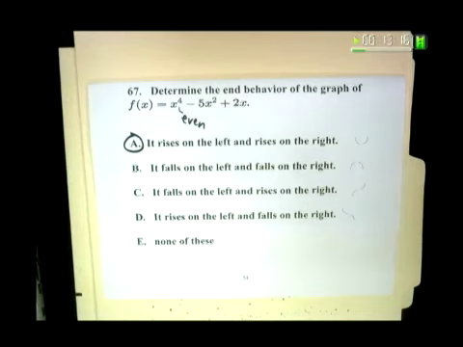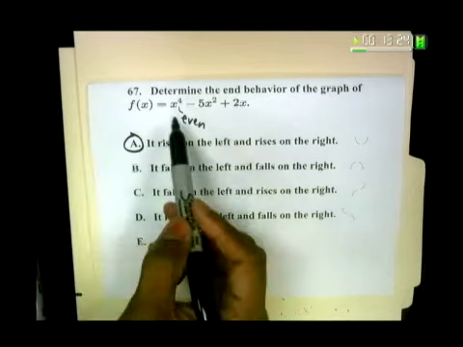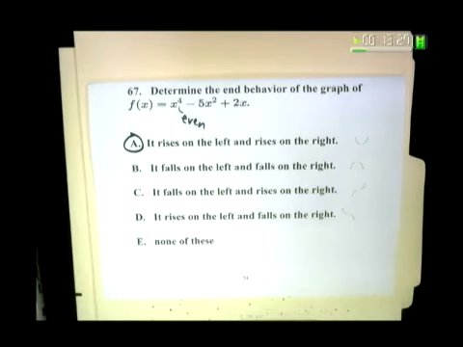Okay? All right, so again, this is more of a thinking question. You have to think about the relationship between even degrees. But like I said, I wouldn't even have to give you the rest of this polynomial, and you could figure that out. Okay? All right. 68.